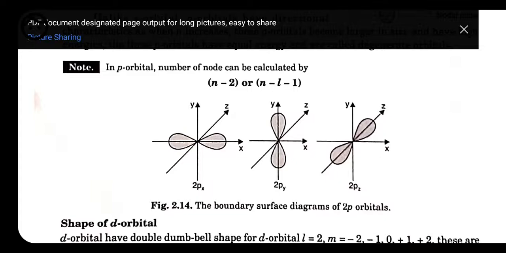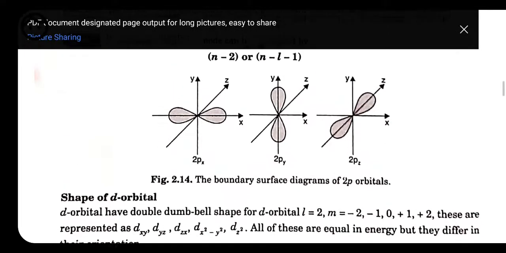The p orbital shape is dumbbell shape, but it depends on the x, y and z orientation. We know that an electron moves as a wave. Because a wave moves in all three directions, it shows all the coordinates, so it gives the shape of a dumbbell. For px, the lobe is on the x axis, for py the lobe is on the y axis, and for pz the lobe is on the z axis. So these are all about the p orbital.